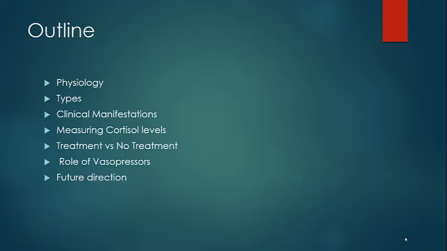also a little bit about the types, and just a brief talk about the clinical manifestations, but I'll be focusing more on how and what to measure for the cortisol level. Should we treat, should we not treat? Is there any role of the vasopressors as well, and what does the future hold for diagnosis of this entity?